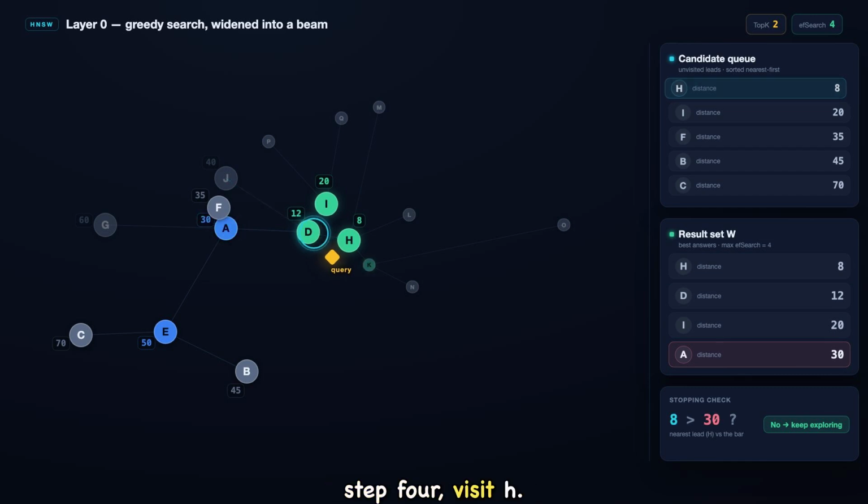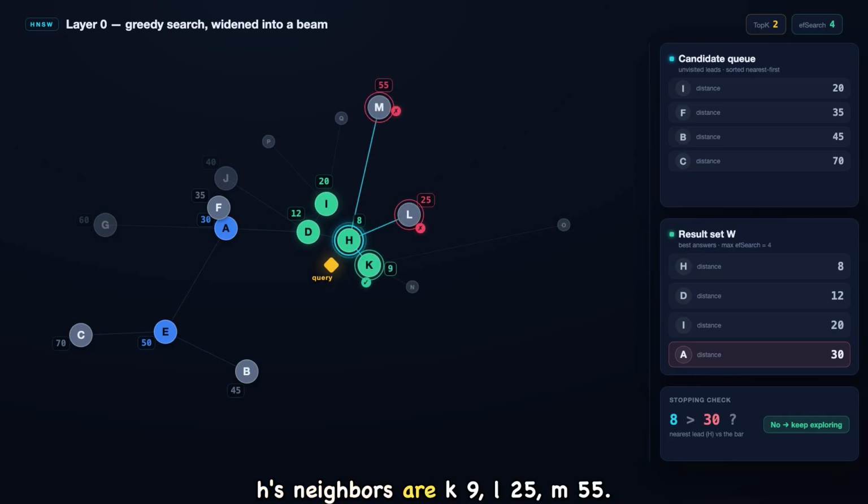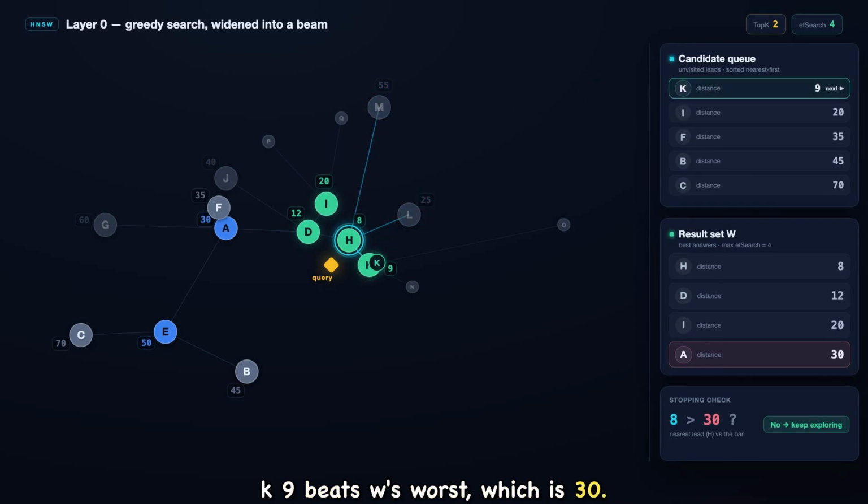Step 4. Visit H. H is nearest. Is 8 greater than 30? No. H's neighbors are K9, L25, M55. K9 beats W's worst, which is 30. So it makes the cut. L25 and M55 don't. So now new W is H8, K9, D12, and I20. Bar is now 20.